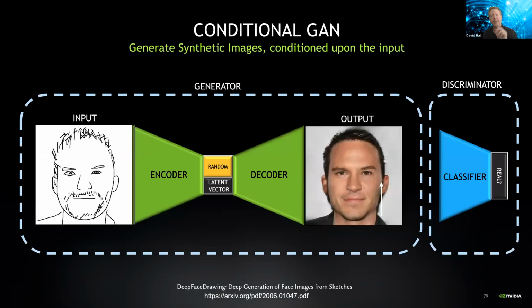A conditional GAN is one that takes additional input, which it uses to make its generated data more specific. In general, it uses both an encoder and a decoder to form its generator. In this case, the output is built from random numbers and a latent vector that specifies the important features of the input image. Here we see a recent example from the Deep Face Drawing paper, where rough sketches of faces are used to produce matching photos.